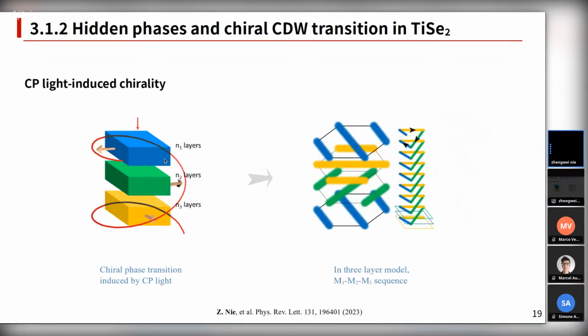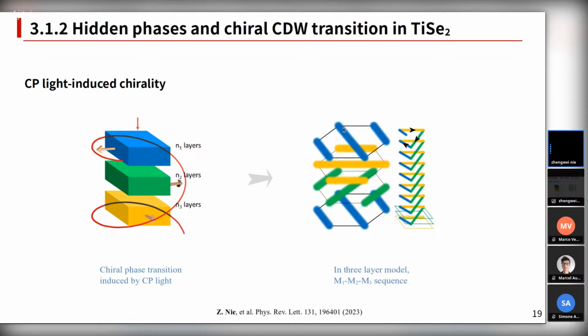And then it is straightforward to deduce that by circularly polarized light, we can induce a chiral phase in the bulk, because different slices experience electric fields along different directions. Then we need to study its dynamic stability. But this system is too large to calculate, so we use a simplified three-layer model.